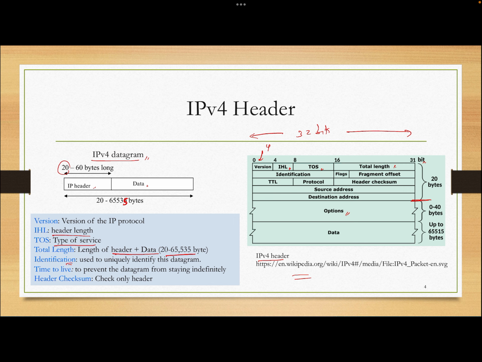Identification is like an ID to uniquely identify the datagram. We have the fragmentation offset, or fragment offset, which I will talk about in the next slide. We also have some more details like the flags. You can read about this by searching Google, and it's also in the wiki, if you want to know more detail. I will try to focus on the main fields.